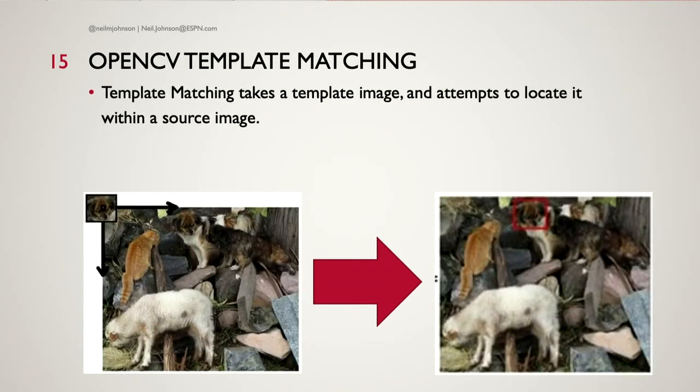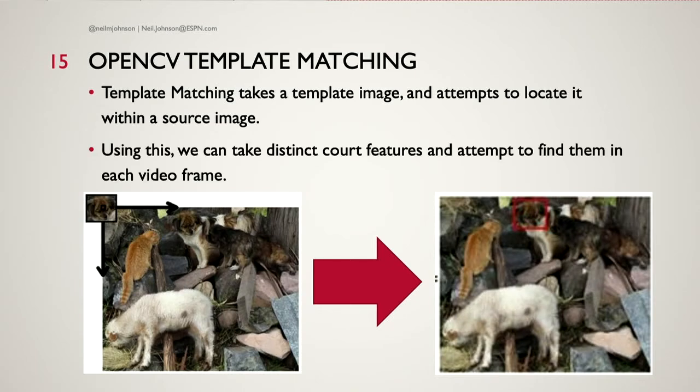To do that, I use what's called OpenCV's template matching function, and very basically what it does is it takes a template image and tries to locate it within a source image. Where are its exact coordinates? You can kind of see in the picture, it's kind of hard to see, but there's a red square indicating that the algorithm found the template image.